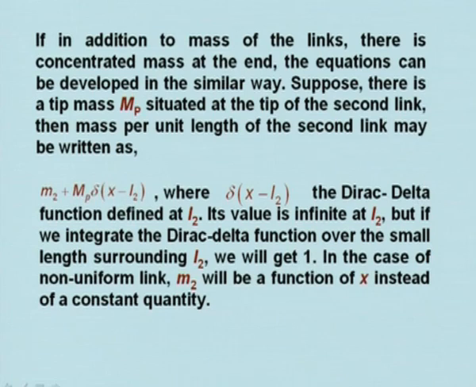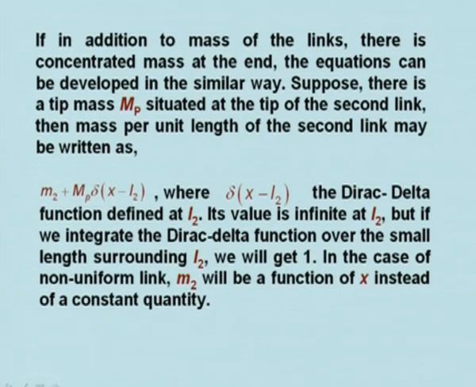So the Dirac delta function is such that at L2 its value approaches infinity and everywhere else it is 0, and if you integrate the Dirac delta function, say between limits 0 to some L2 plus, then you will get the value as 1 only. So the Dirac delta function has the unit of 1 by meter. Its value is infinite at L2, but if we integrate it over a small length surrounding L2, we will get 1.